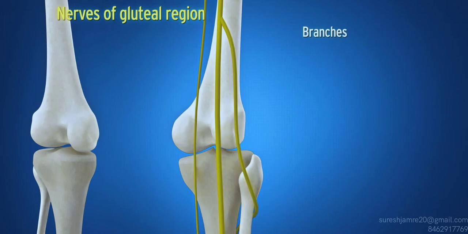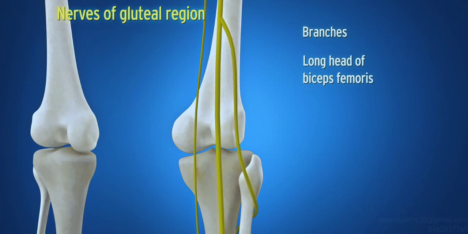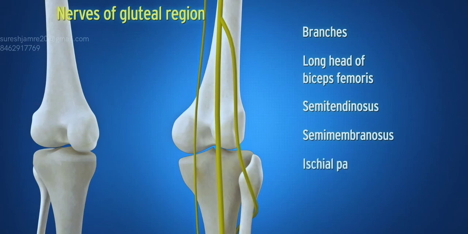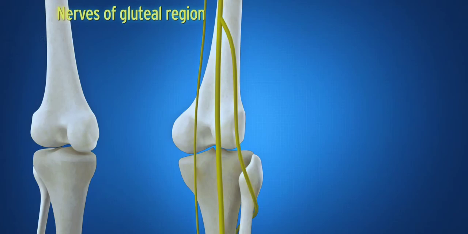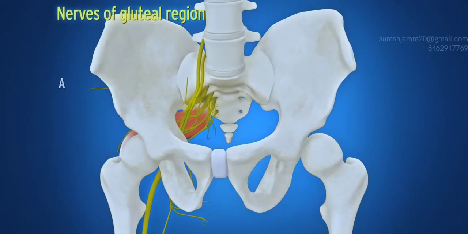Branches. Muscular branches to the long head of biceps femoris, semitendinosus, semimembranosus, and ischial part of adductor magnus. Articular branches to hip joint.